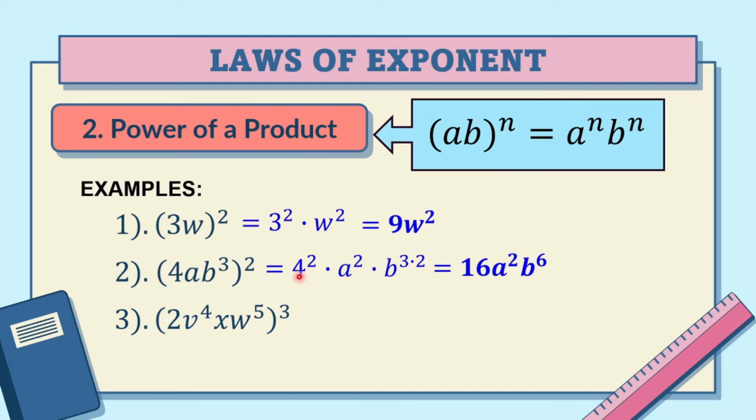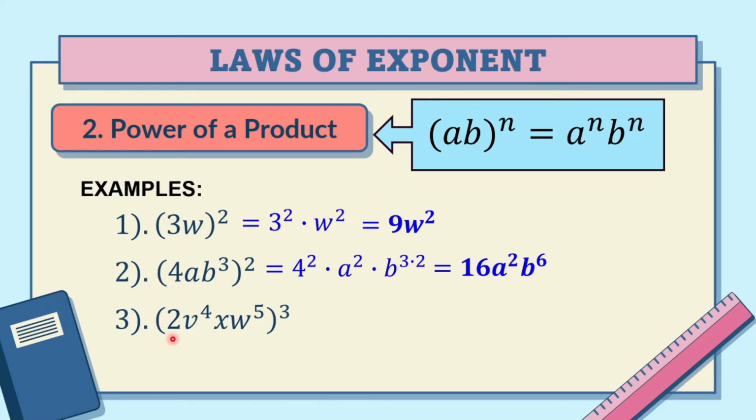Okay, next we're going to simplify. The answer will be 4 squared, that is 16 kasi 4 times 4 yan. Then copy natin yung a squared dito. Then b raised to 3 times 2, that is 6. So this is the final answer. So we have 16 a squared b raised to the power of 6.